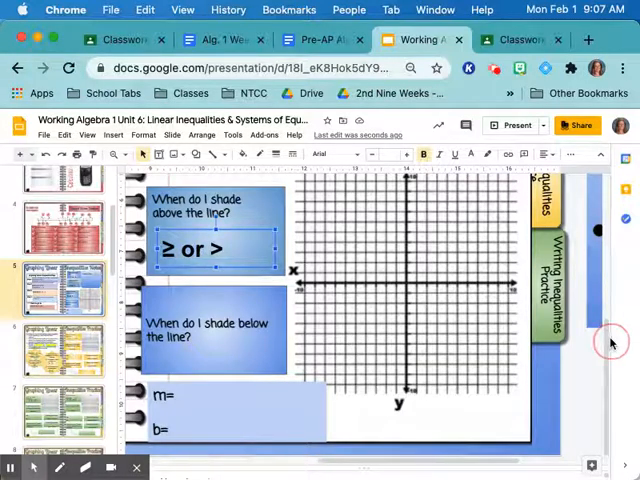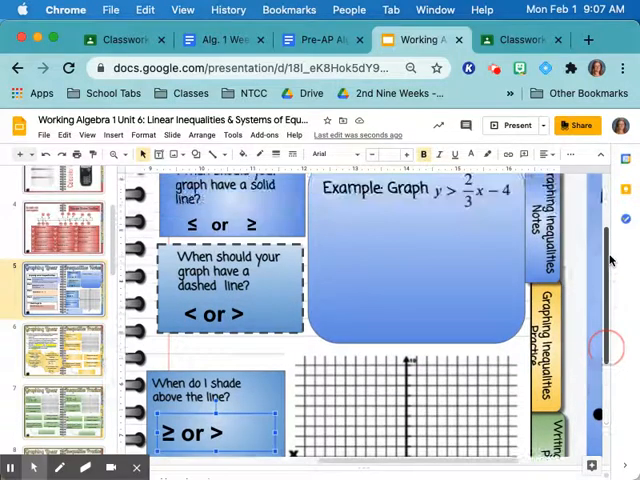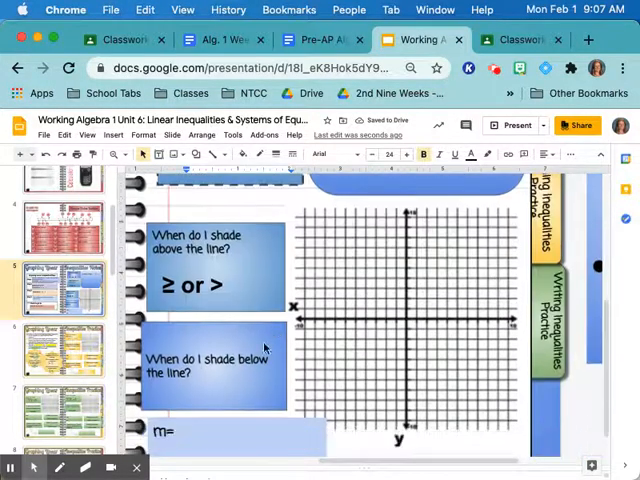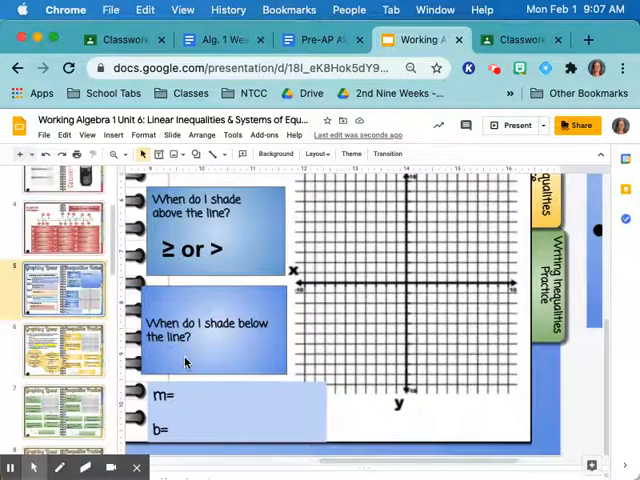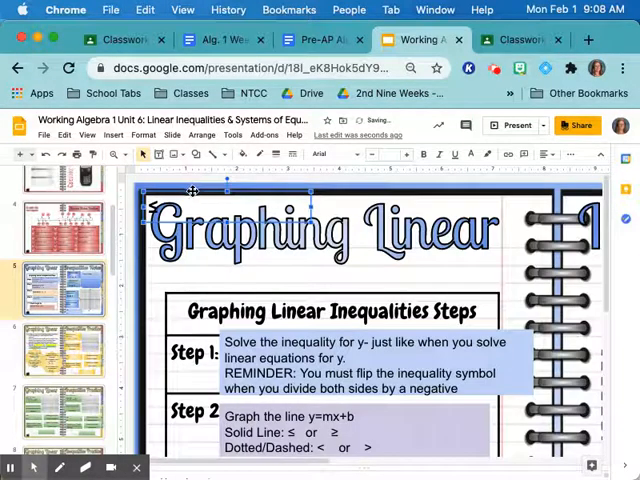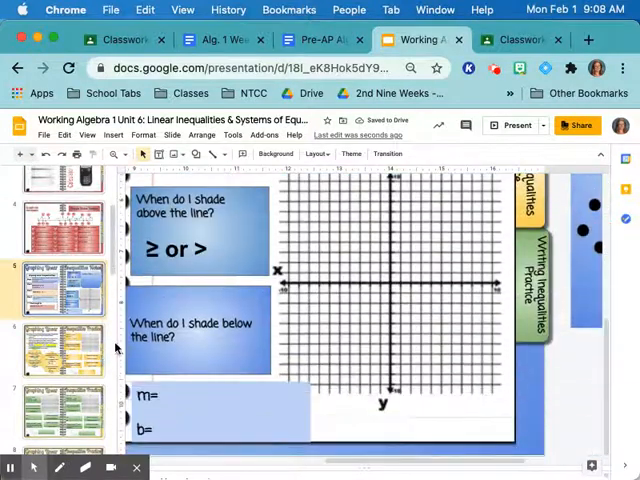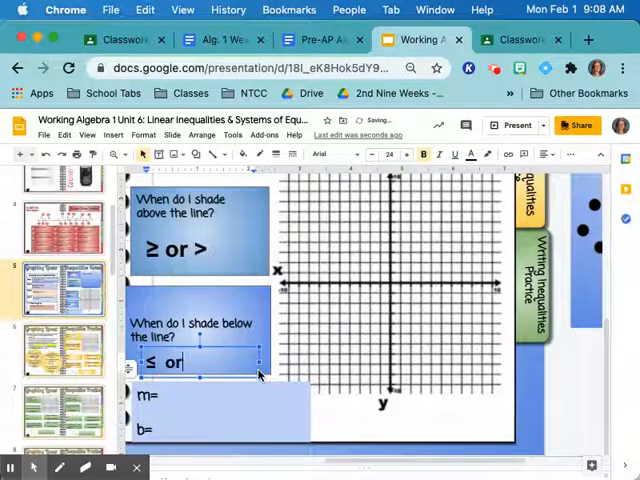And when should I shade below the line? Less than or equal to, or less than? I'm going to go up here and grab my less than or equal to sign. Or less than. So less means below. All right, so on this equation, let's look and see.